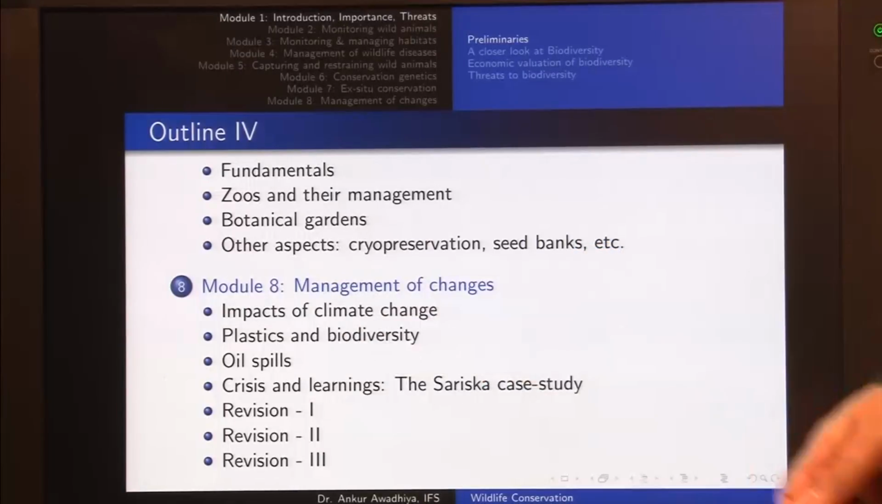Then oil spills, and also crisis and learnings, the Sariska case study. So, the Sariska Tiger Reserve is one tiger reserve that had lost all of its tigers. So, it became a very serious crisis situation. So, how did we get to that stage? How were we able to come out of that stage, and things like that will be discussed in this case study.